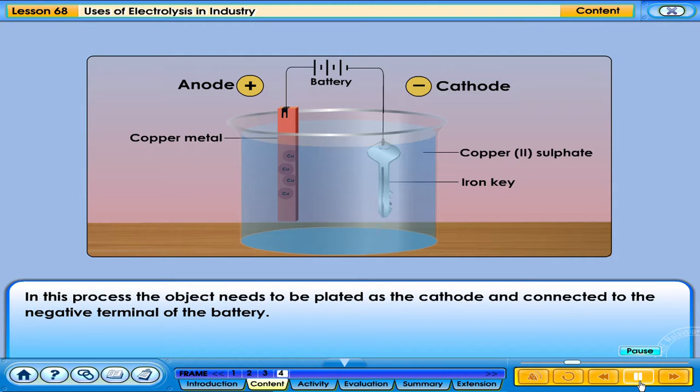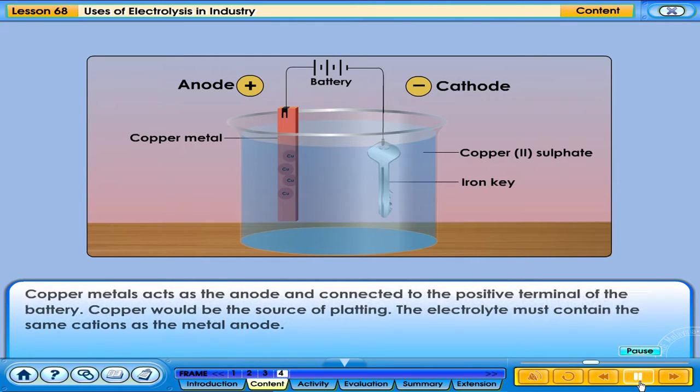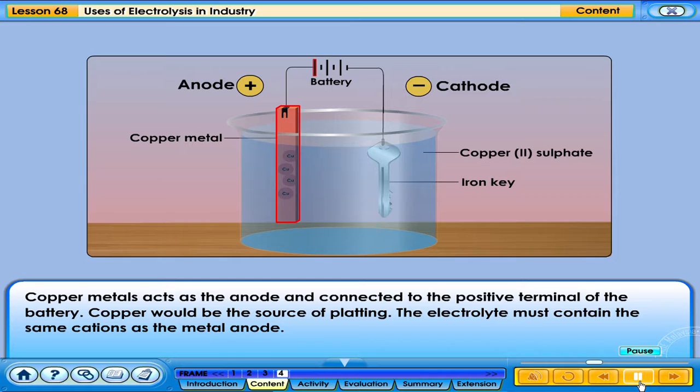In this process, the object needs to be plated as the cathode and connected to the negative terminal of the battery. Copper metal acts as the anode and is connected to the positive terminal of the battery. Copper would be the source of plating. The electrolyte must contain the same cations as the metal anode.